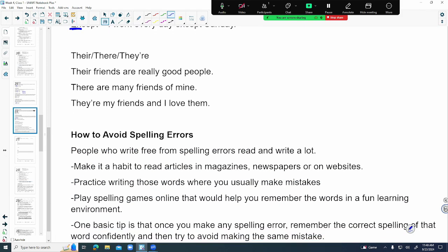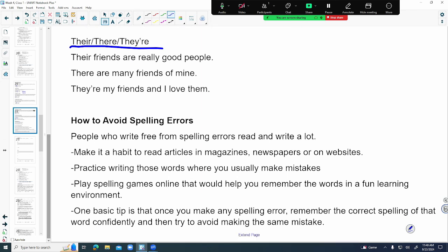Their, there, and they're are very commonly mixed up. So their, T-H-E-I-R, is a possessive pronoun, their friends. There, T-H-E-R-E, is a preposition, over there. And T-H-E-Y apostrophe R-E is a contraction for they are. So there's a lot of them, too, and like I said, there's a list in your lesson, so have a look at those.